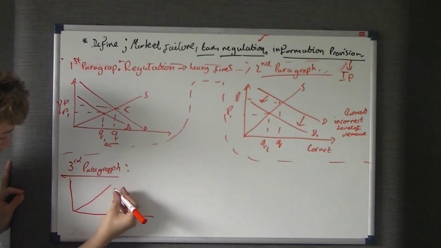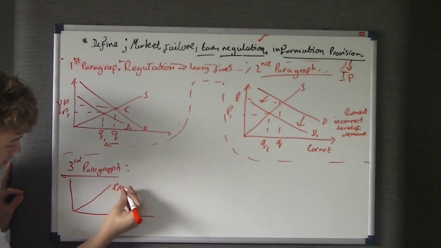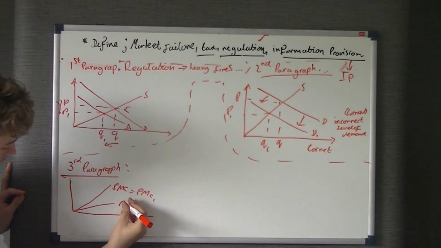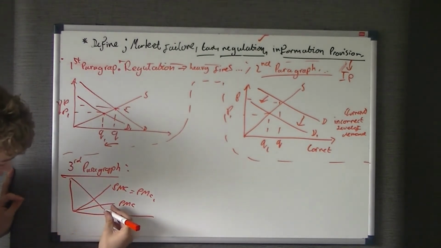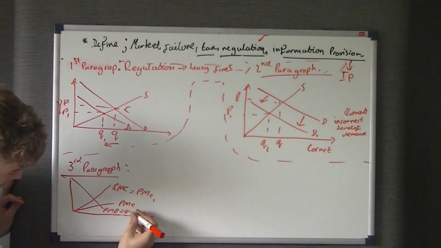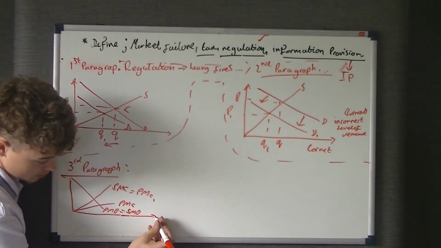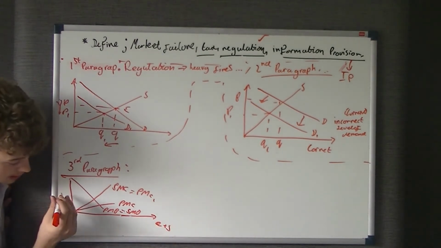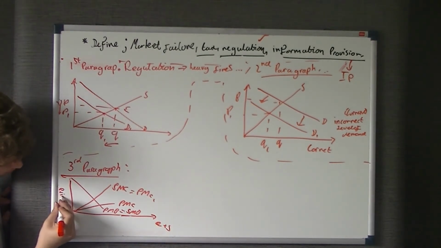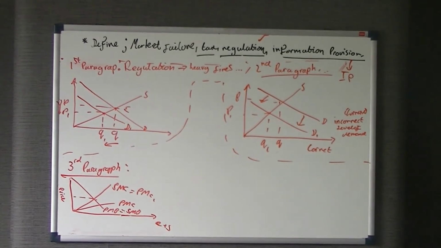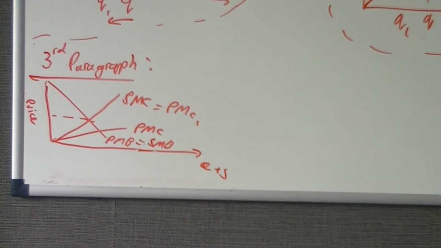So you've got your SMC equals your PMC1. Again, this is not very good. You've got your PMB equals SMB. This is really bad. I'm really sorry about this. And then obviously you've got your Q and S, quantity supplied and demanded, and you've got your price. And then you just label it as your free market equilibrium, which I think we went through at the start of one of the previous videos. So again, that's not brilliant. That's nowhere near finished for that question. I'll just sketch it on very quickly. Just give me a minute.